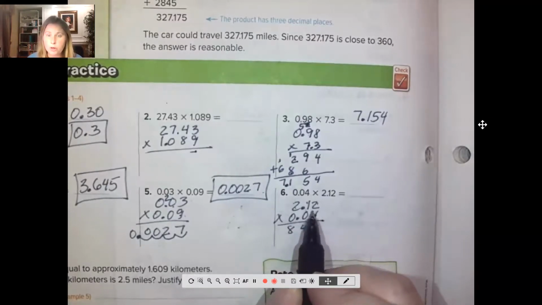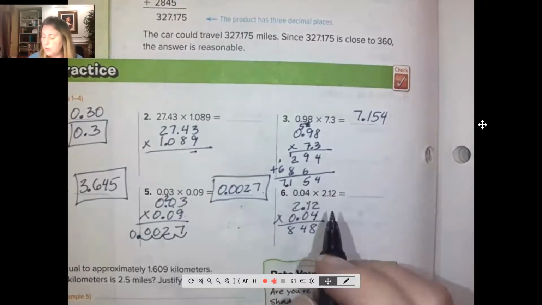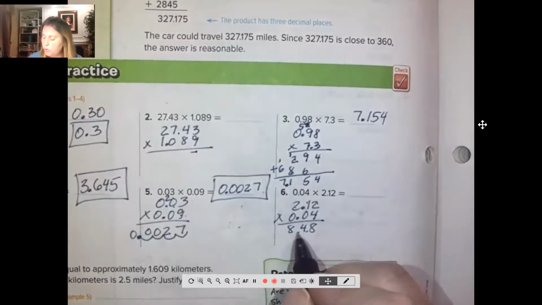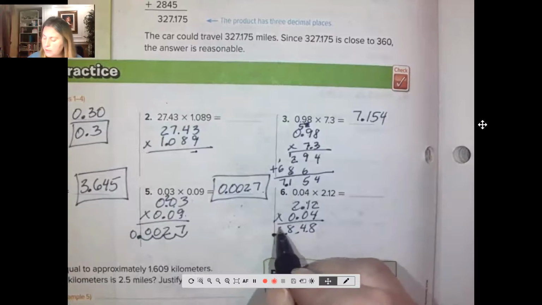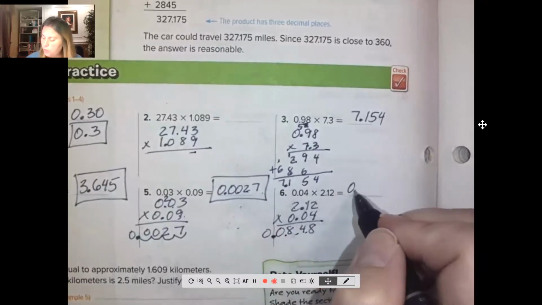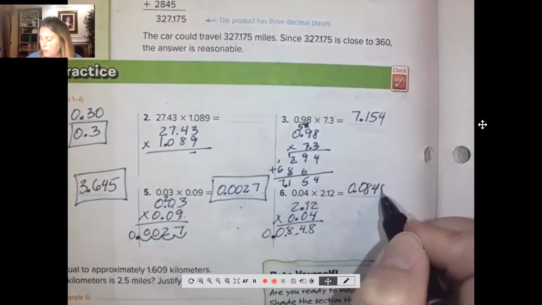In our problem, we had 1, 2, 3, 4 decimals. In our answer, we need 1, 2, 3, 4 decimals. Annex a 0 here. So we have 0.0848.